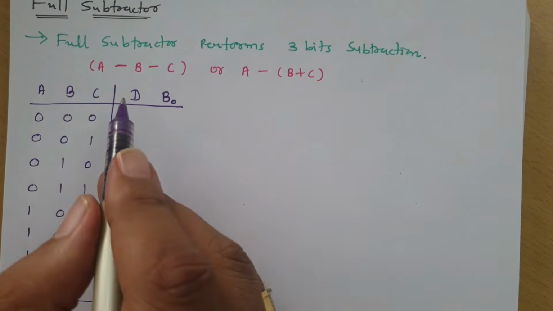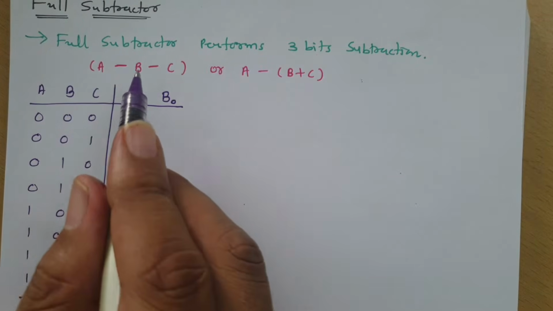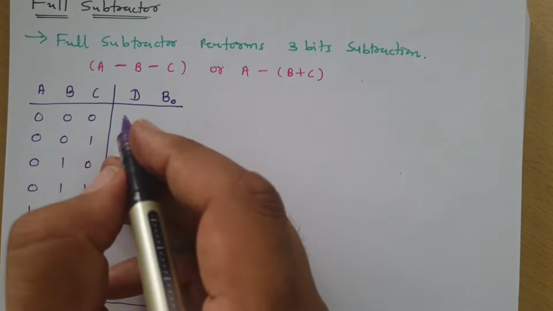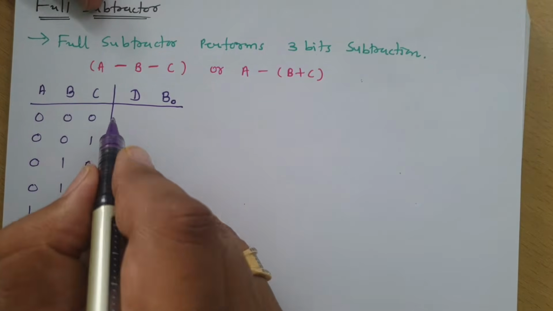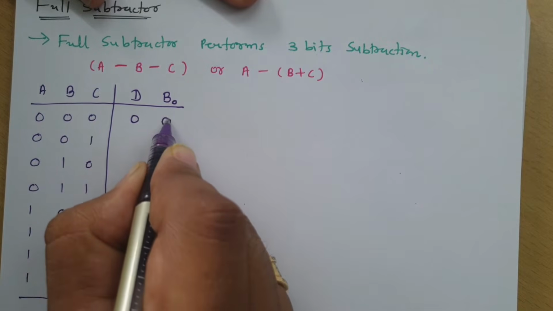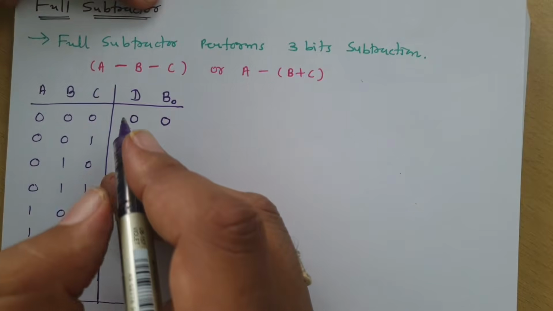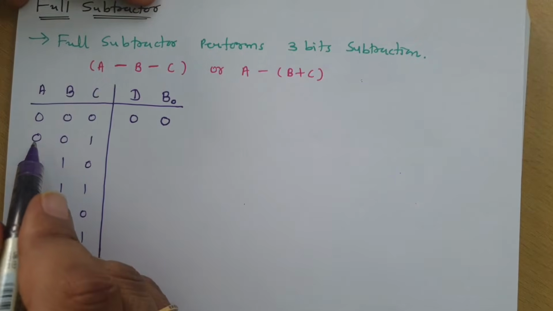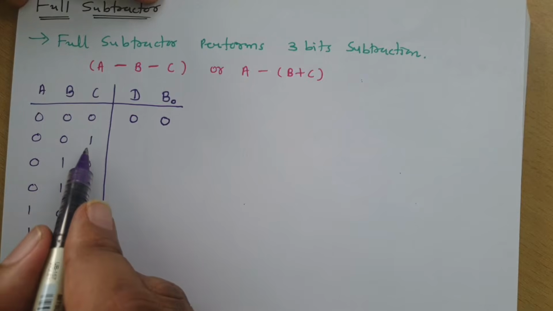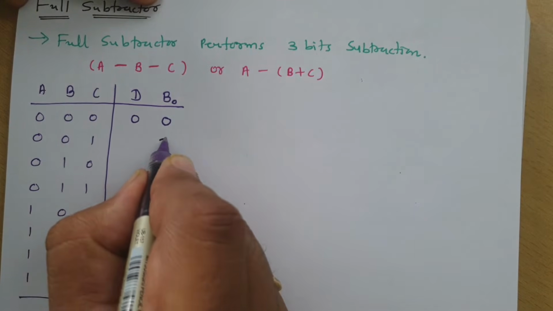Now let us take the operation A minus B minus C, which gives the difference. So 0 minus 0 minus 0: difference is 0 and we don't need to take any borrow, so borrow is also 0. Now 0 minus 0 minus 1, so 0 minus 1. We need to take borrow.